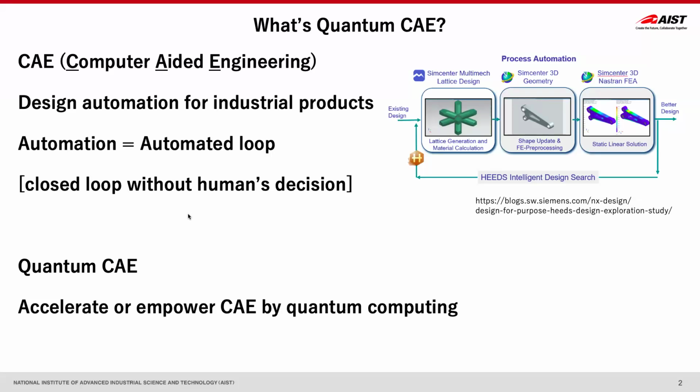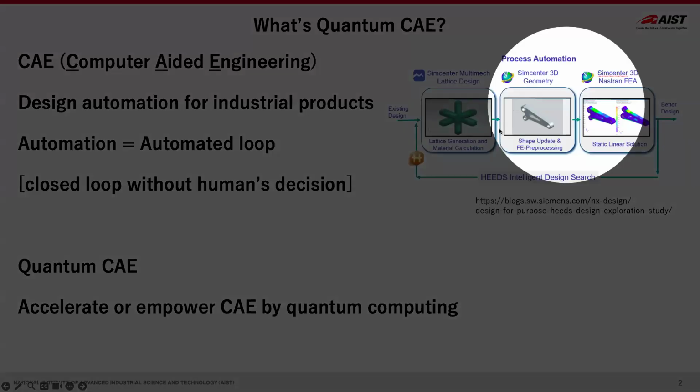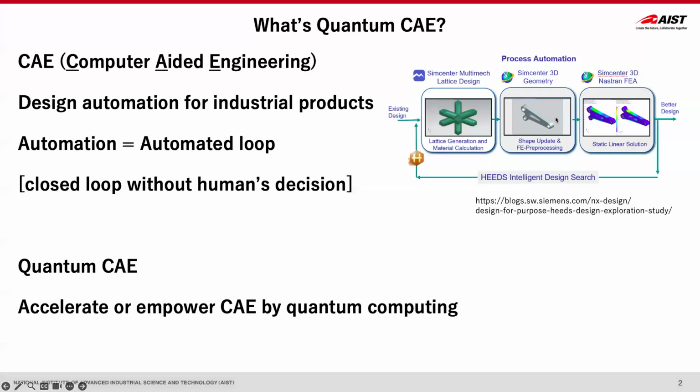So again, CAE stands for computer-aided engineering. That is design automation for industrial products. And here, automation means an automated loop. So we start with the initial design of the product and simulate with the finite element method or another simulation method, and we get the data. We know the good points and bad points of this design, and the computer or algorithm understands how to improve this design, modify it, conduct another simulation, and repeat that process again and again without human decision.